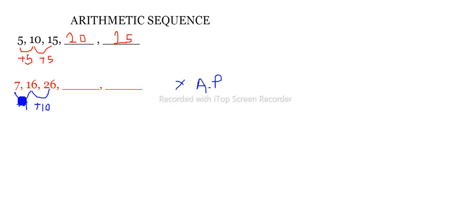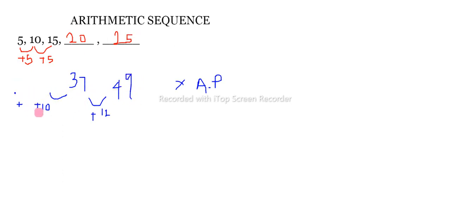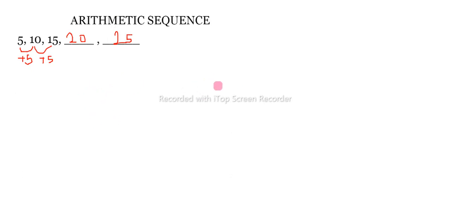To get the second term, I added 9 to the first term, and to get the third term, I added 10 to the second term. So that means to get the next one, I'm going to add 11. Good. So we're adding 11. That will give us 37. Then the next one, I'll add 12. Good. That's correct. That will give us 49. But this is not an arithmetic sequence, so it is not part of what we'll be discussing. I just gave that as an example. To identify an arithmetic sequence, you must make sure that what you are adding is constant, either a positive or a negative number. Do you understand that?